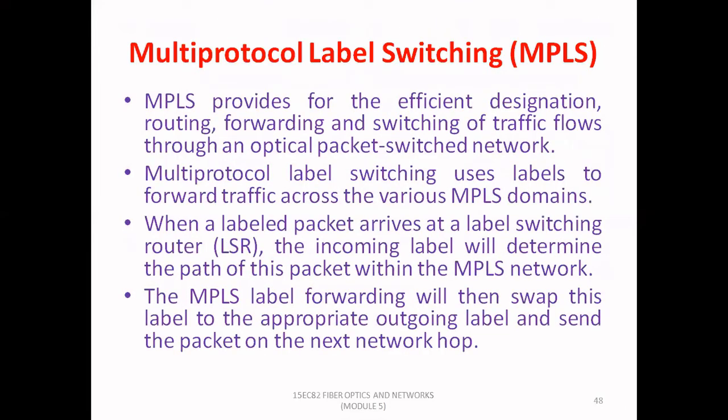Next comes MPLS, or multi-protocol label switching. MPLS provides for the efficient designation, routing, forwarding, and switching of traffic flows through an optical packet switched network. MPLS uses labels to forward traffic across the various MPLS domains. When a labeled packet arrives at a label switching router, the incoming label will determine the path of this packet within the MPLS network. The MPLS label forwarding will then swap this label to the appropriate outgoing label and send the packet on the next network hop.